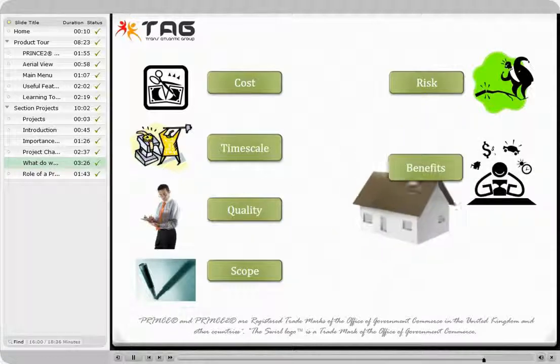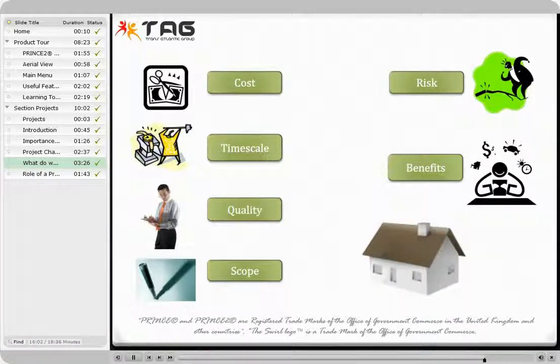Benefits, perhaps most often overlooked, is the question, why are we doing this? It's not enough to build a house successfully on time, within budget, and to quality specifications if, in the end, we can't sell or rent it at a profit or live in it happily. The project manager has to have a clear understanding of the purpose of the project as an investment and make sure that what the project delivers is consistent with achieving the desired return.